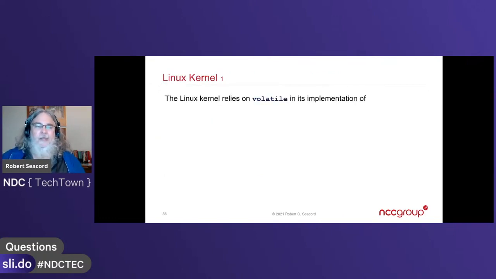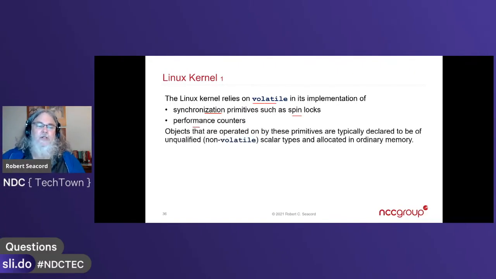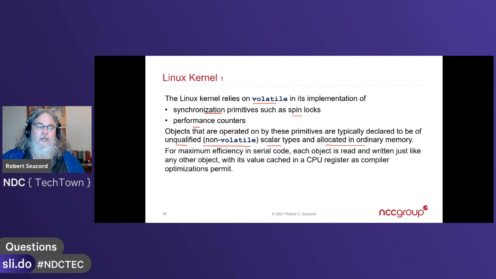So in the Linux kernel, it relies on volatile in its implementation of synchronization primitives such as spin locks and performance counters. The objects that are operated on by these primitives are usually declared to be unqualified or non-volatile scalar types and just allocated in ordinary memory. This is for maximum efficiency, so that each object is read and written just like any other object, and so the value can be cached in a register, and various optimizations can be performed.